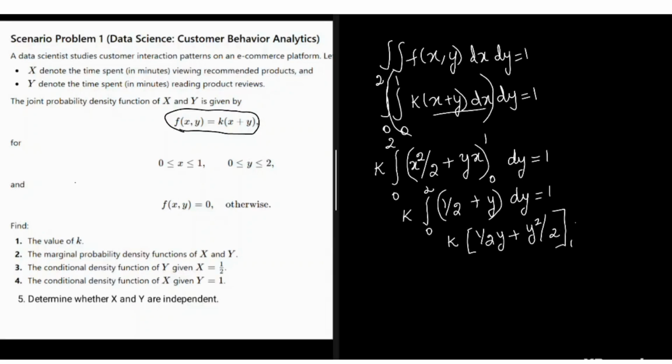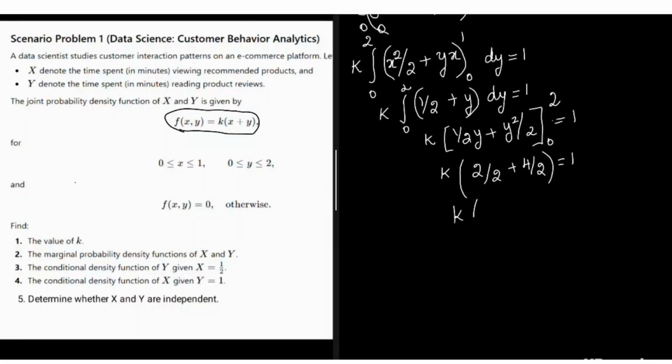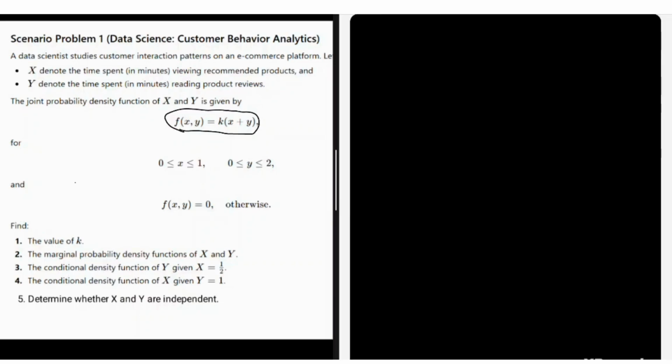Now apply the limits and equate it to 1. So k will be, instead of y you substitute 2, so 2 by 2 plus 4 by 2. Substituting the lower limit, everything will become 0. So it will be k into 1 plus 2 which is equal to 1, or k into 3 is equal to 1, which implies the value of k is 1 by 3. So first we found the value of k. The value of k is 1 by 3.